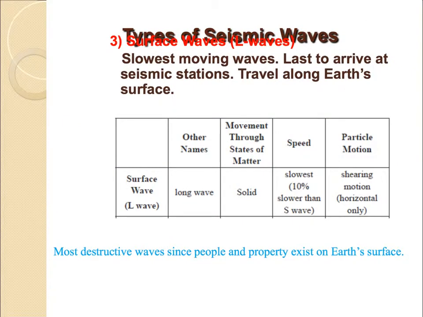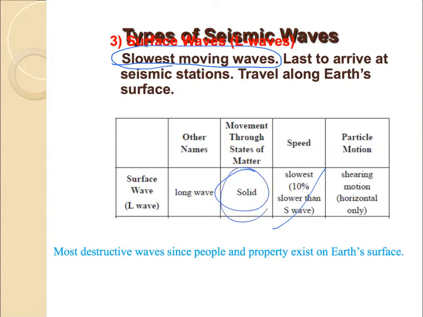The other type of waves are your surface waves, and they are the slowest moving waves. I was always told that they travel at about 10% slower than S waves, which is said right here. So they are the slowest of all. Some surface waves can be called long waves. I've heard of Love waves. I've heard of Rayleigh waves.